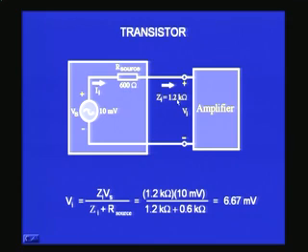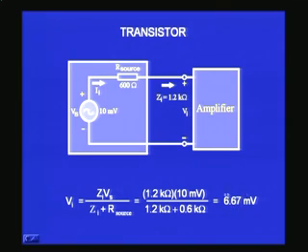So the 600 ohms and 1.2 kilo ohms will divide the 10 millivolt in the ratio of their values, and therefore Vi will be Zi into the current, which is Vs divided by Zi plus R source. So this will be the voltage developed across the Zi, which is the actual input voltage. So if you substitute the values, 1.2 kilo ohm for Zi, 10 millivolt signal strength, and 1.2 kilo ohm plus 0.6 kilo ohm (600 ohms is written as 0.6 kilo ohms), and if you simplify, it is around 6.67 millivolt.